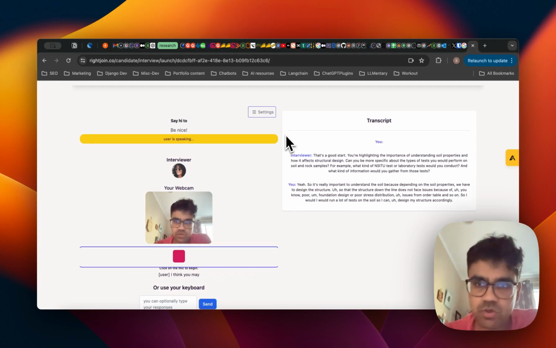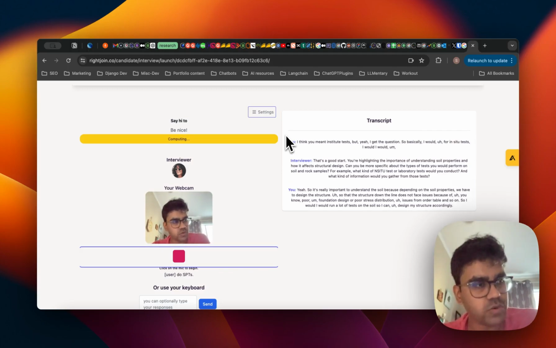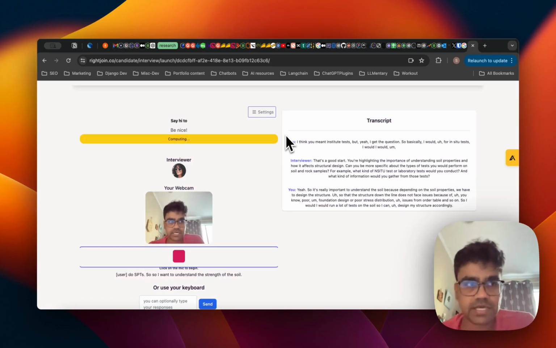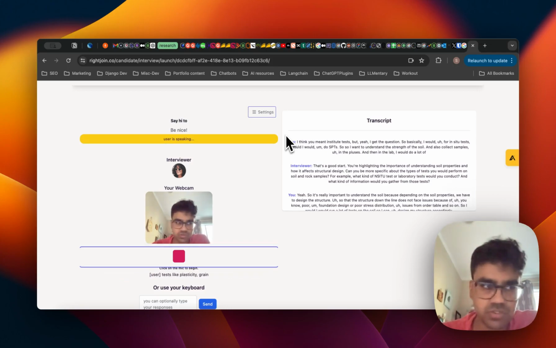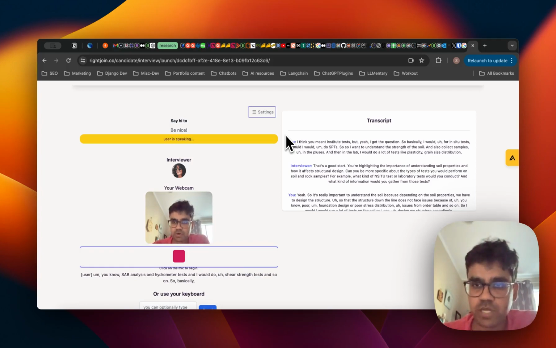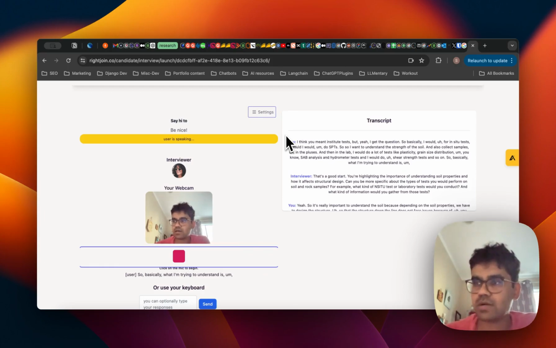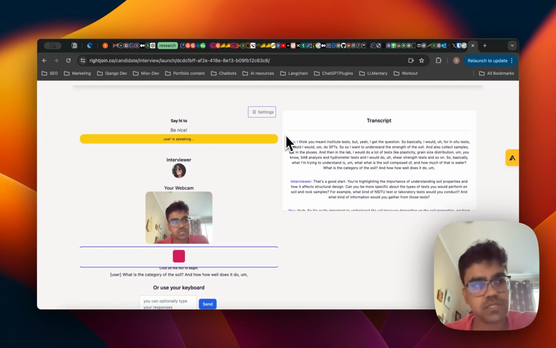I think you meant in situ tests, but yeah, I get the question. So basically, for in situ tests, I would do SPTs. I want to understand the strength of the soil, and also collect samples in the process. And then in the lab, I would do a lot of tests like plasticity, grain size distribution, sieve analysis, and hydrometer tests, and I would do shear strength tests and so on. So basically, what I'm trying to understand is what the soil is composed of, and how much of that is water. What is the category of the soil, and how well does it do? What is the load that it can support from the overlying structure?